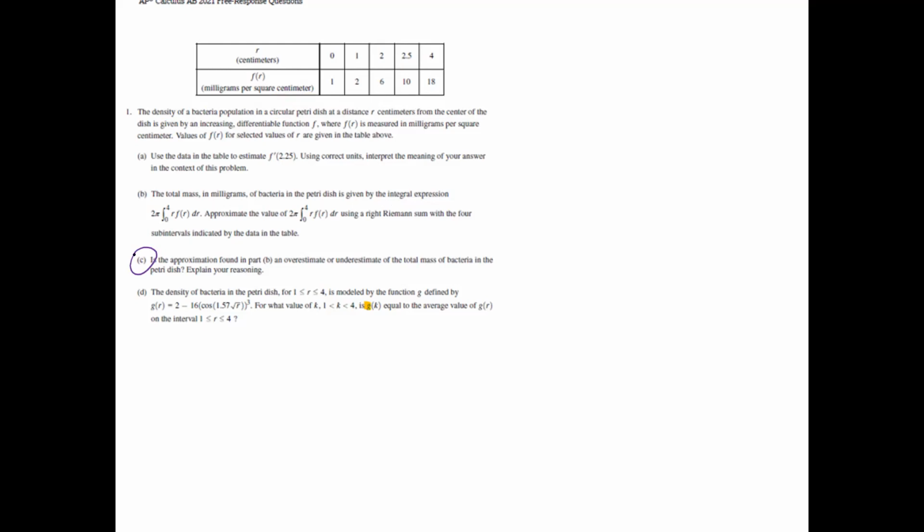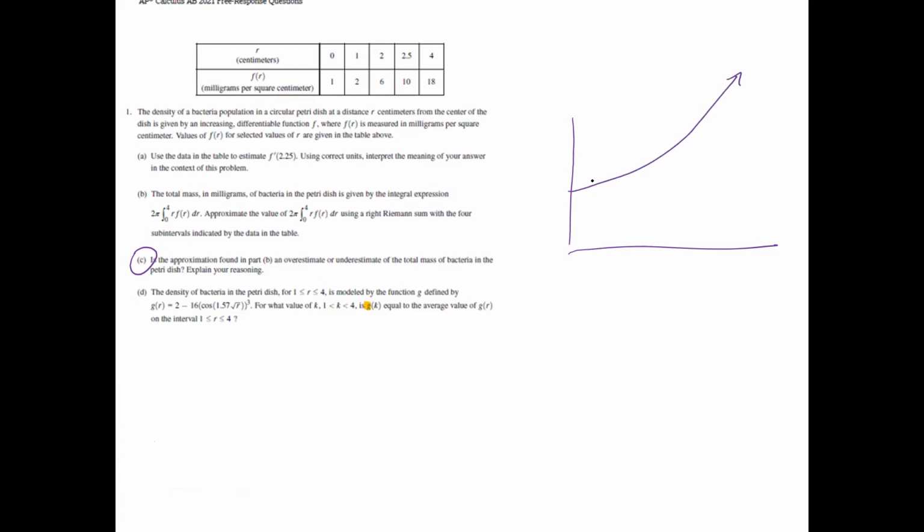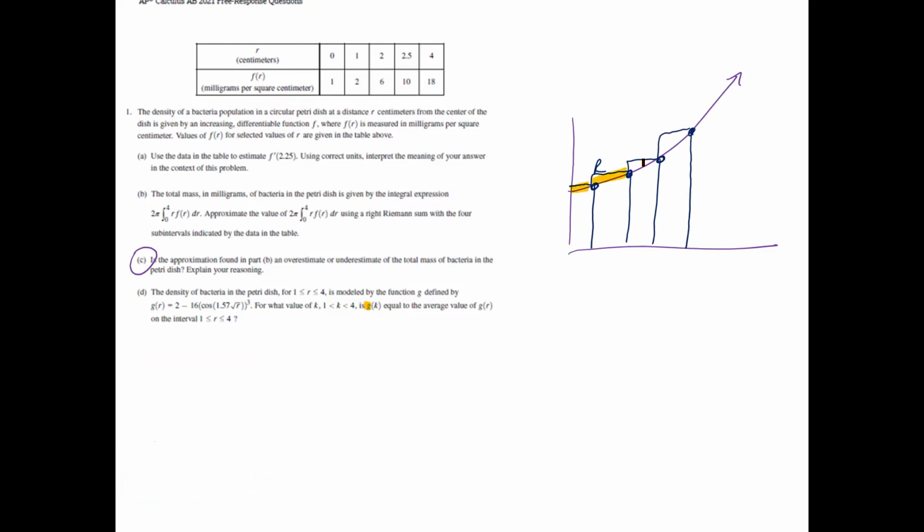Given the fact that we're looking at the right Riemann sum, the way I kind of look at this is like this. The right Riemann sum, here's the right side, is going to be the estimation like this. And we need to have 4 subintervals. Because it's from the right side, notice the overestimation in the spaces right here.